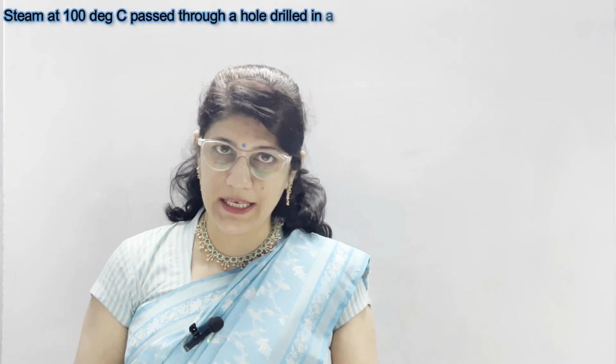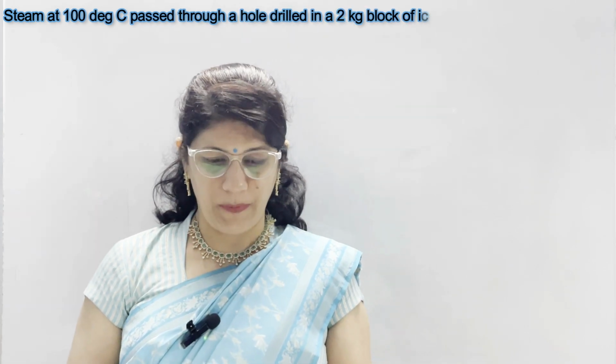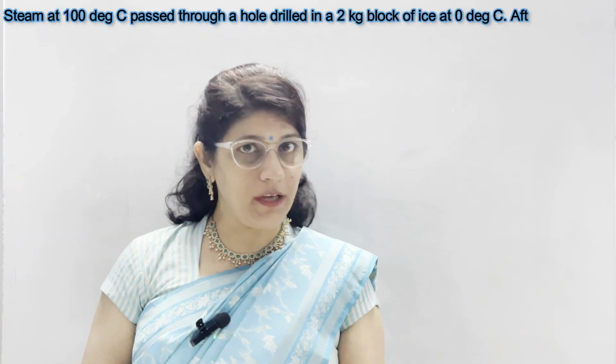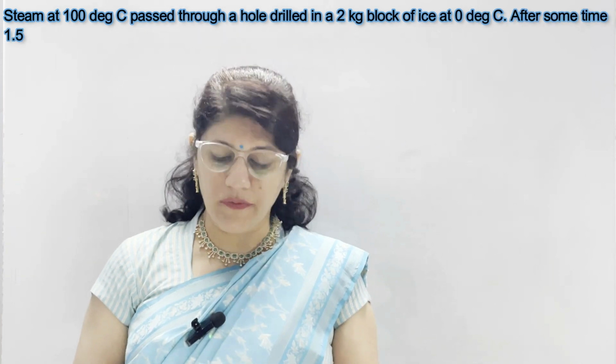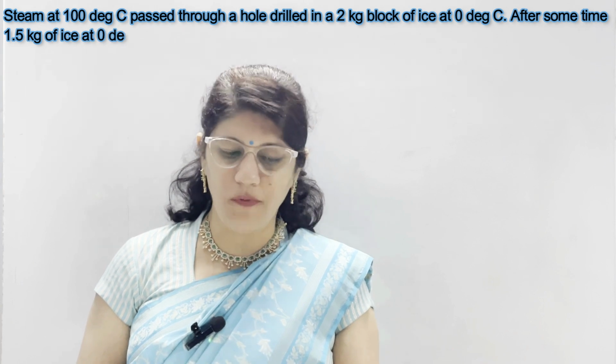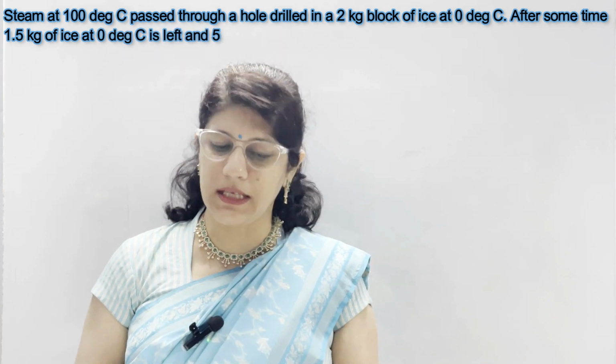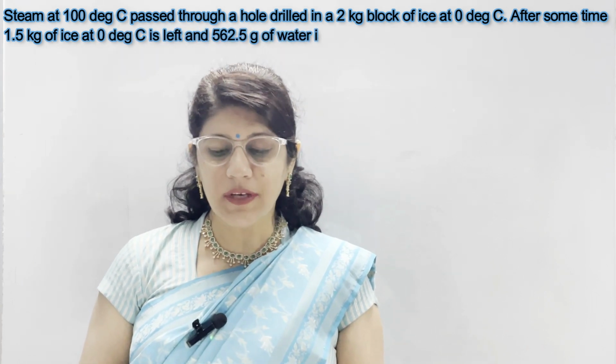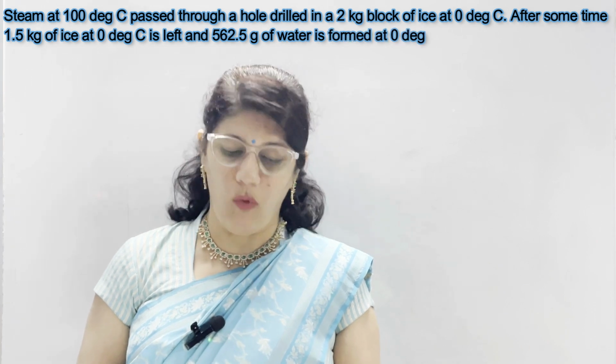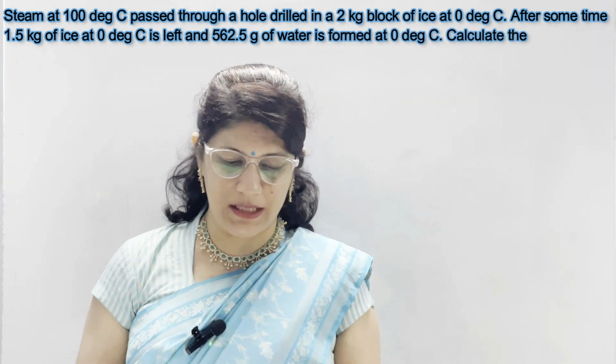Next numerical: steam at 100 degrees Celsius is passed through a hole drilled in a 2 kg block of ice at 0 degrees Celsius. It means mass is not given directly here also. After some time, 1.5 kg of ice at 0 degrees Celsius is left and 562.5 gram of water is formed at 0 degrees Celsius.